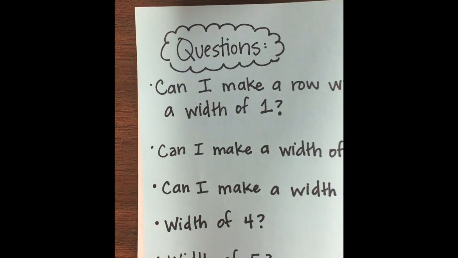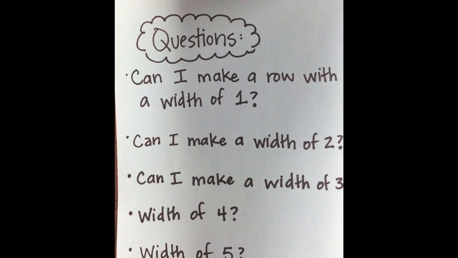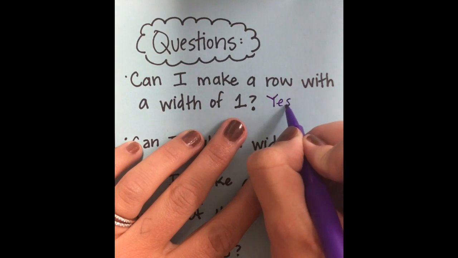We're going to explore 13. We're going to be looking for an area of 13. And I'm going to remind you of those questions that we kept asking ourselves yesterday. I'm going to put these under here. So some of our questions. Can we make a row with a width of 1? Yes. Every shape we made yesterday, every four-sided figure, started with a row of 1. We could have one long row of anything. So that will always have an answer of yes.